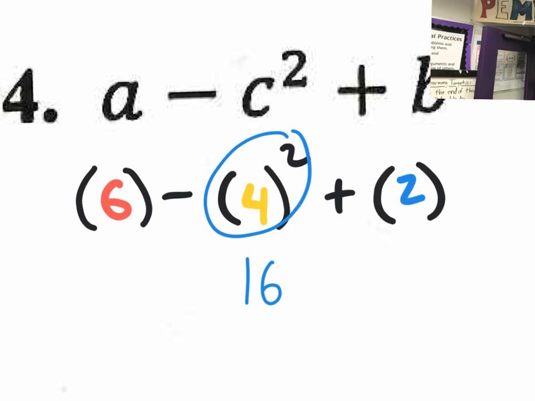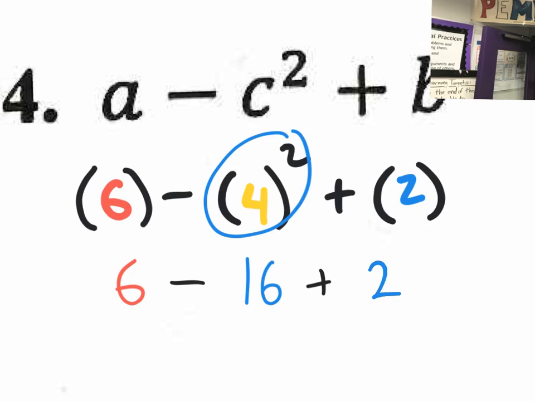Let's rewrite everything. Now notice, there's nothing out here to multiply the 6 by, so the parentheses are totally unnecessary. I'm just going to bring it down as 6 minus 16 plus, and again, the parentheses here are totally unnecessary because you're not multiplying it by anything. It's just a plus sign in front. So I'm just going to write it as 2 right down here.